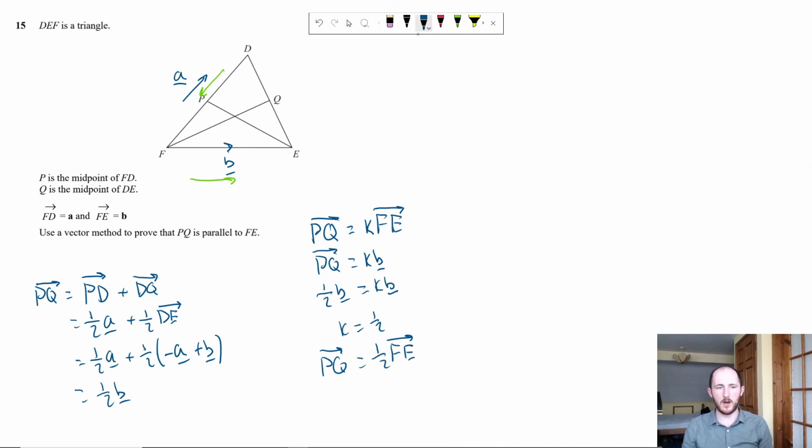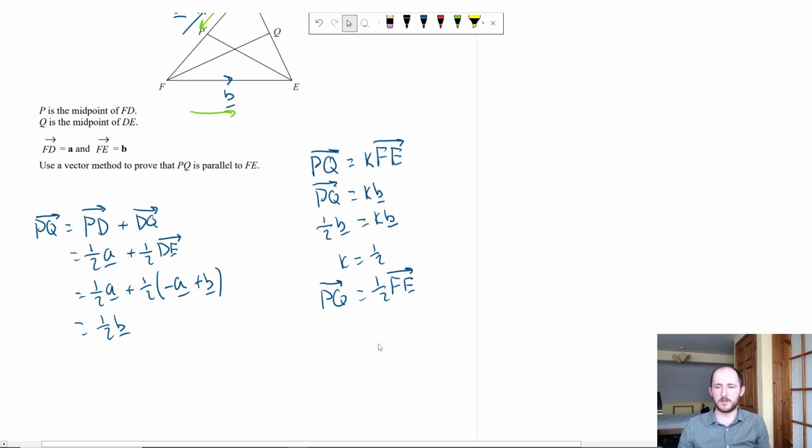Therefore, they are parallel to one another. Okay? So you do have to write some kind of conclusion. So this is actually good enough for your conclusion. But for those of you that are paranoid like I am, I will just say, therefore, PQ parallel to FE. Okay, just indulge that paranoia in terms of maths.